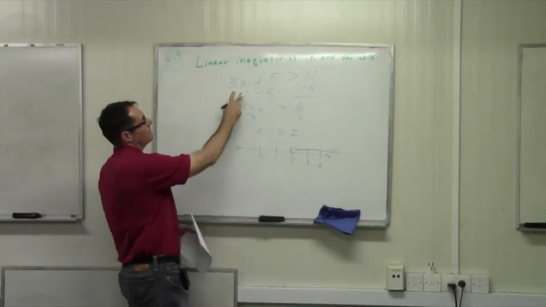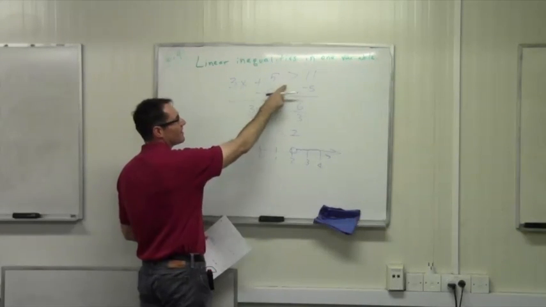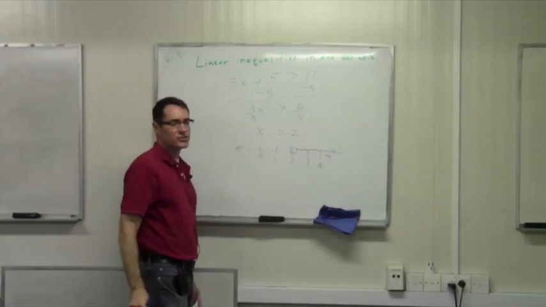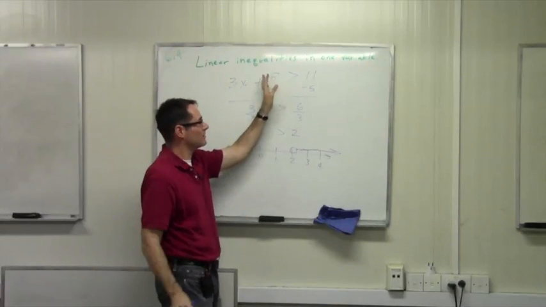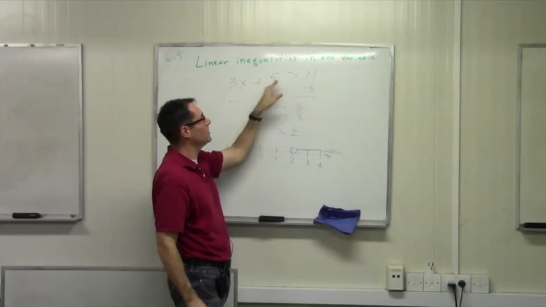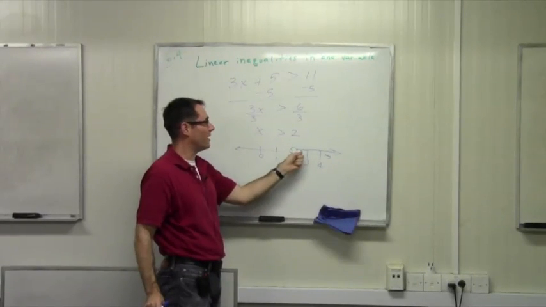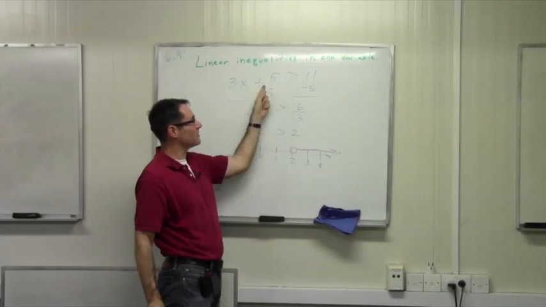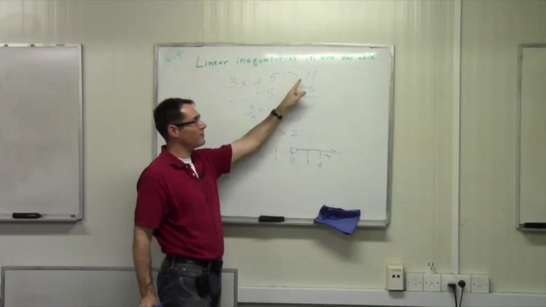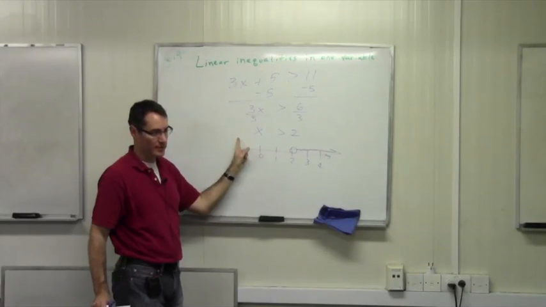OK? Plug in 2. 3 times 2 is 6, plus 5 is 11. OK? Is 2 right on the edge there? 11 is equal to 11. So 2 would be the edge, and x would be greater than that. Plug in something else. Plug in 0. 3 times 0 plus 5 is just 5. Is 5 greater than 11? No, so that's why the 0 part's not filled in.